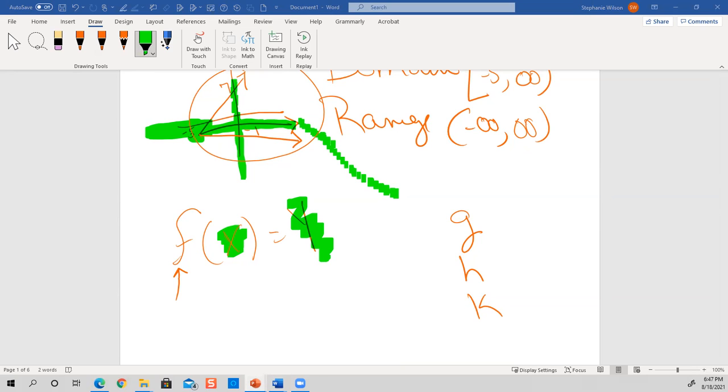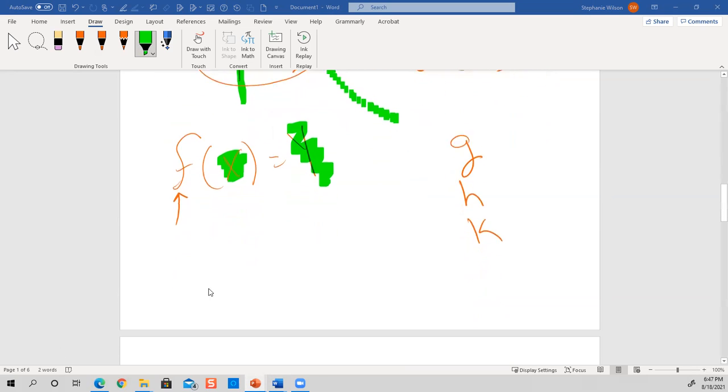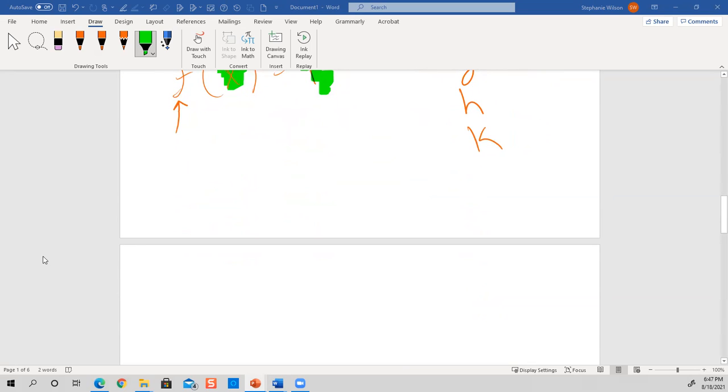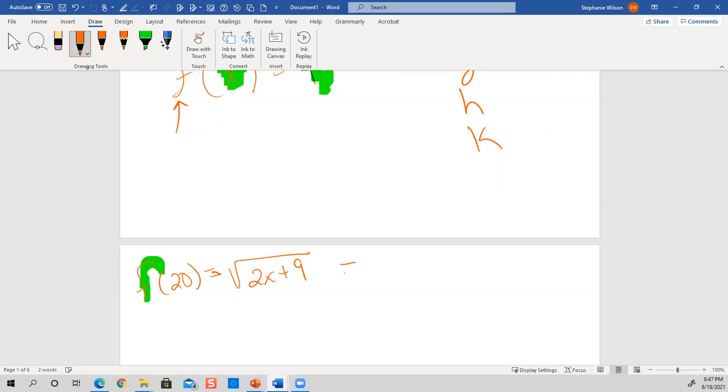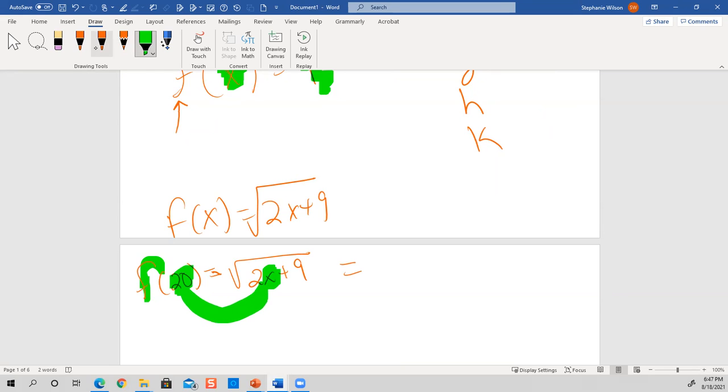See, we got some more problems here. If I said we have, let's use what the book gave. f of 20 is equal to some function of 2x plus 9. That's f of x is equal to the square root of 2x plus 9. That means everywhere I see this 20, I'm going to put in the place of x. Or better said, everywhere I see x, I'm going to place that 20 because 20 is my value of x.